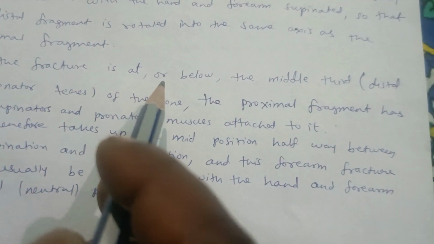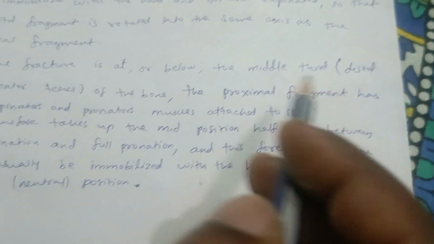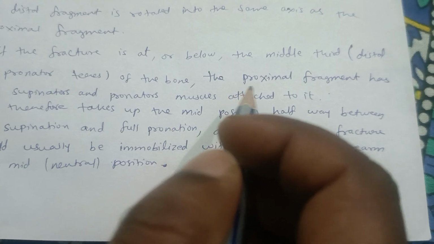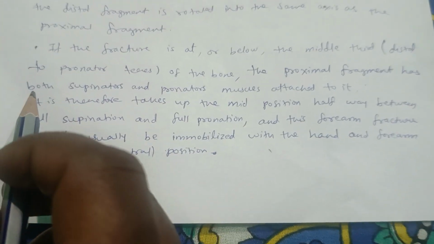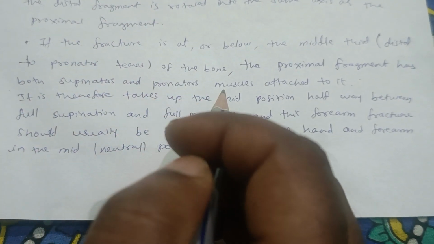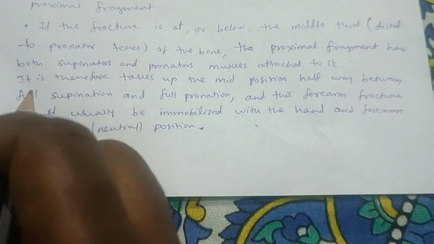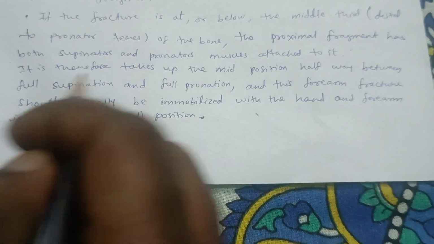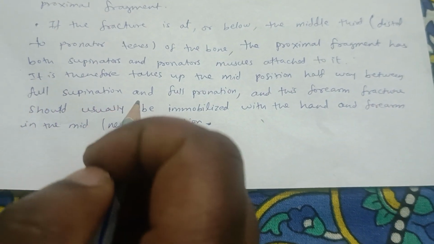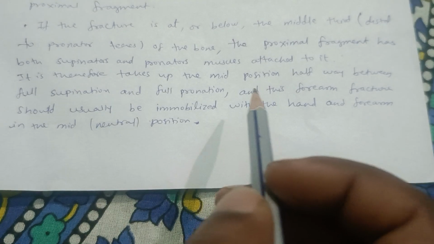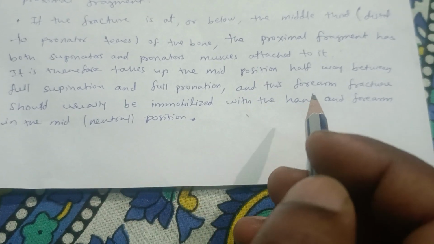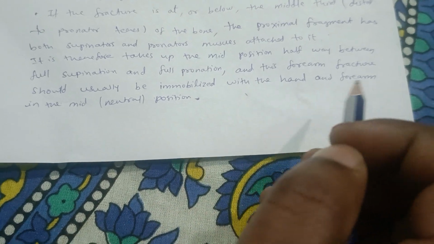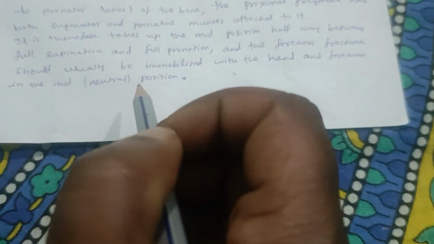If the fracture is at or below the middle third, distal to pronator teres, of the bone, the proximal fragment has both supinator and pronator muscles attached to it. It therefore takes up the mid position, halfway between full supination and full pronation, and this forearm fracture should usually be immobilized with the hand and forearm in the mid neutral position.